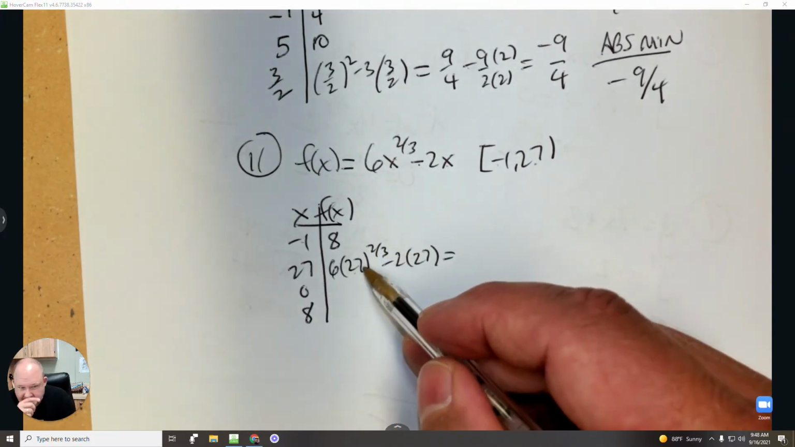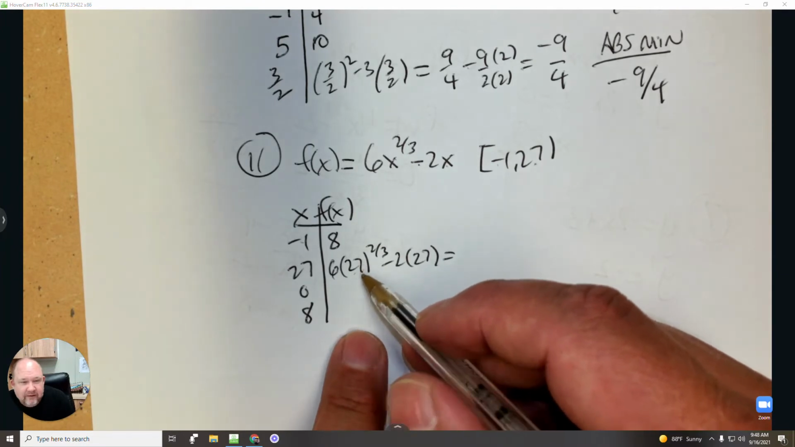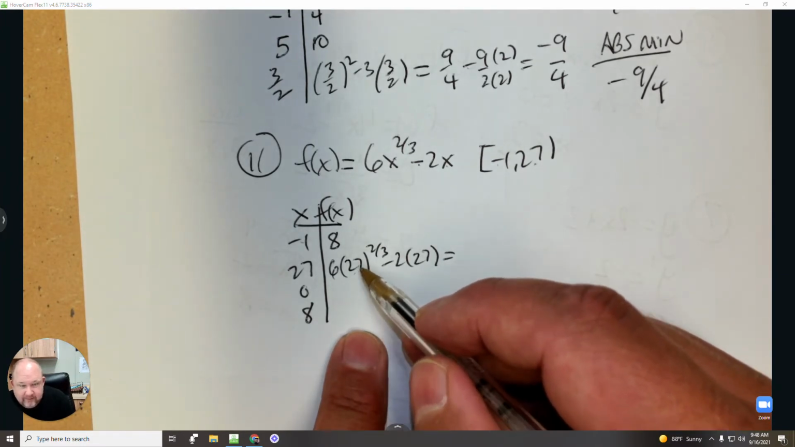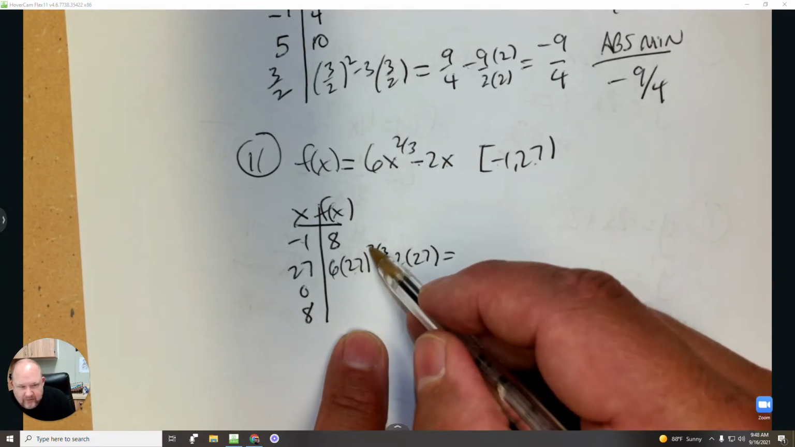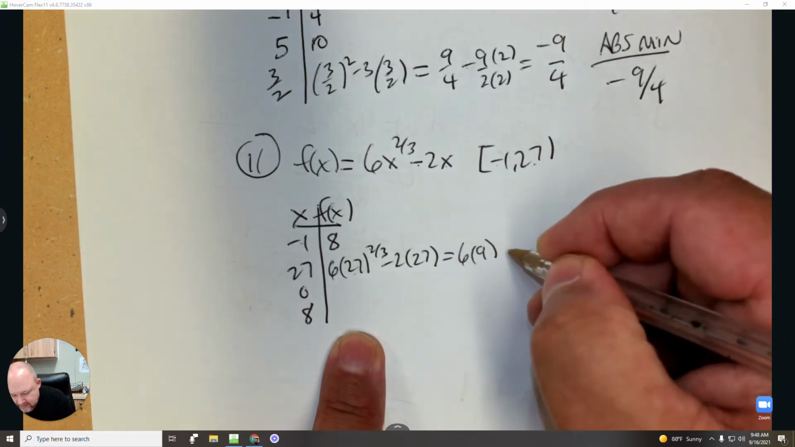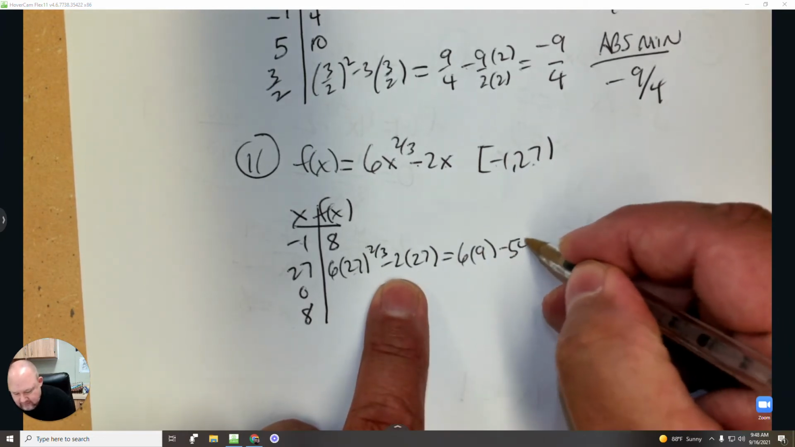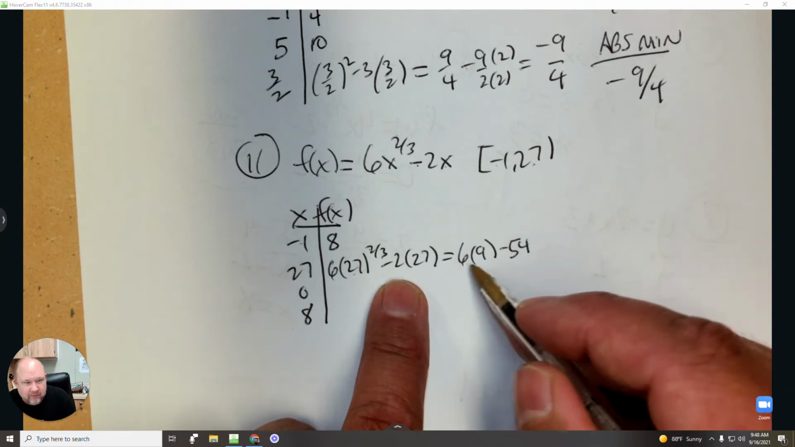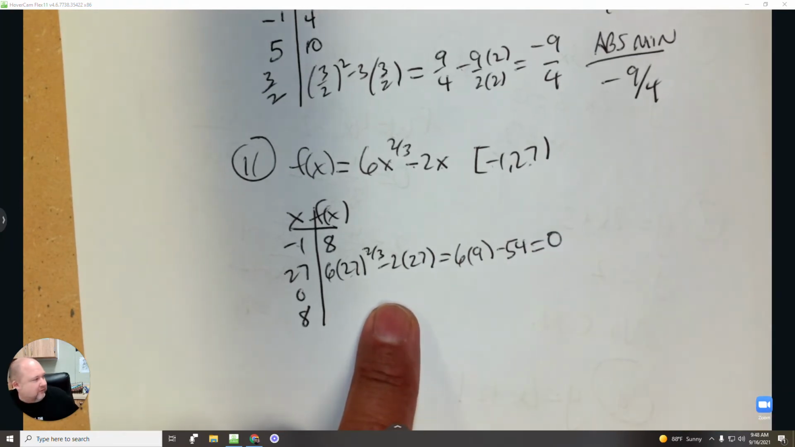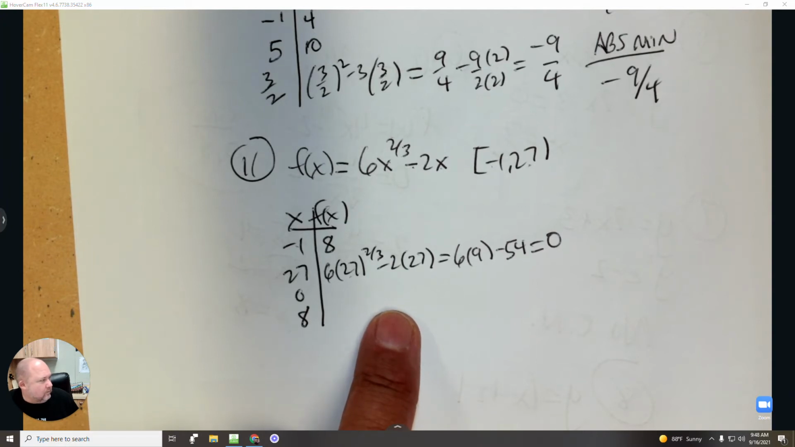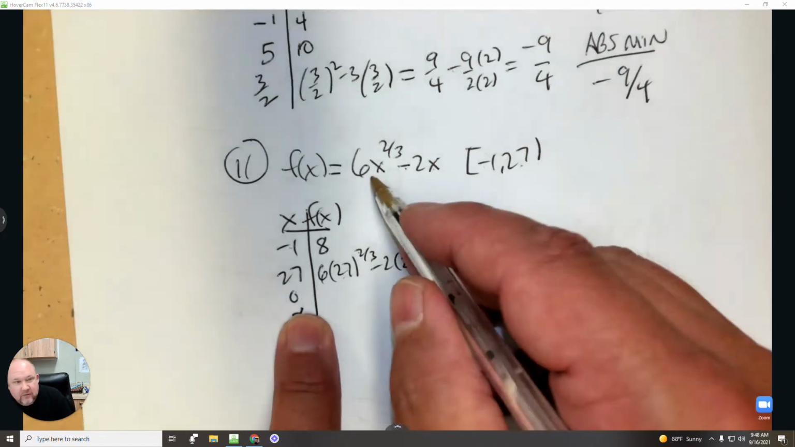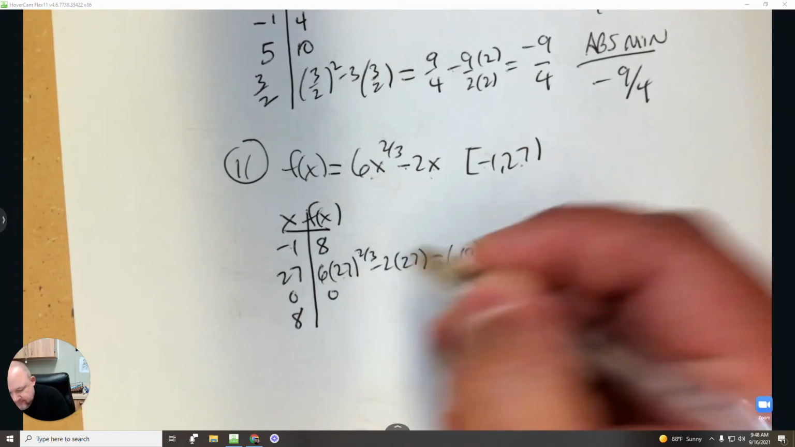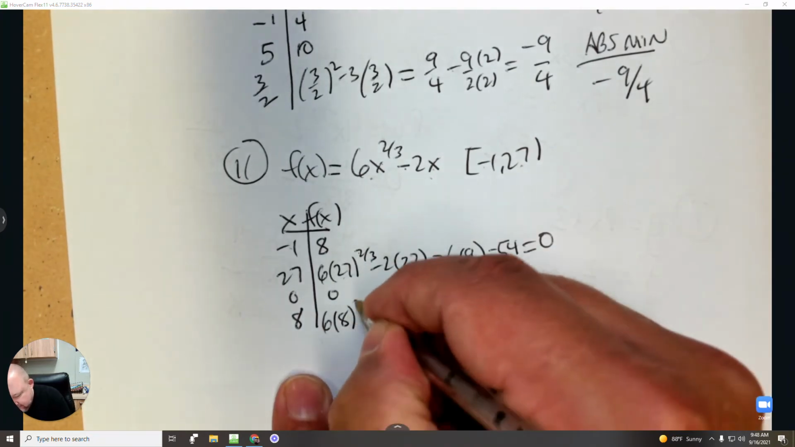So the cube root of 27 is 3. 3 times 3 times 3. So it's 3, and 3 squared is 9. So we got 6 times 9 minus, so it ends up actually being 54 minus 54. So that answer is 0. Zero gives me the answer 0. And then the last one's 8.